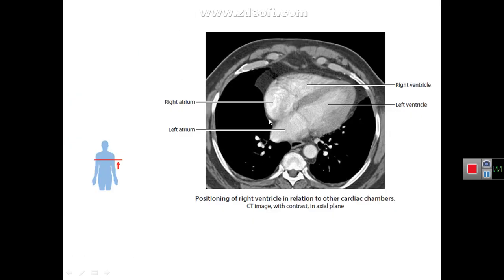This is a CT scan for transverse section into the thoracic cage, showing the 4 chambers of the heart: the right atrium, the left atrium, the right ventricle, and the left ventricle. You have to be familiar with the look of the heart in transverse section, because CT scan is a very important test nowadays. All sectional anatomy images are of clinical significance in clinical practice.